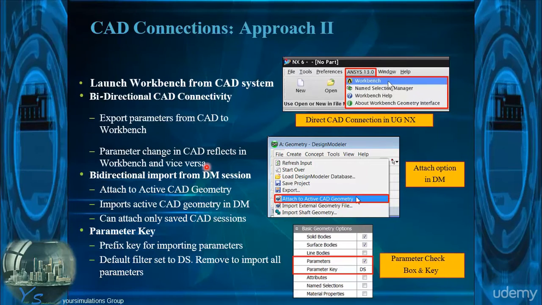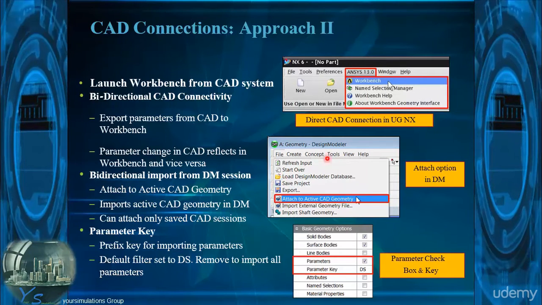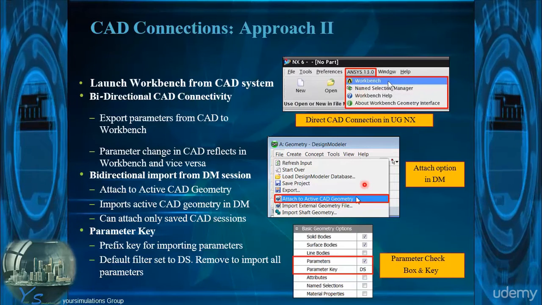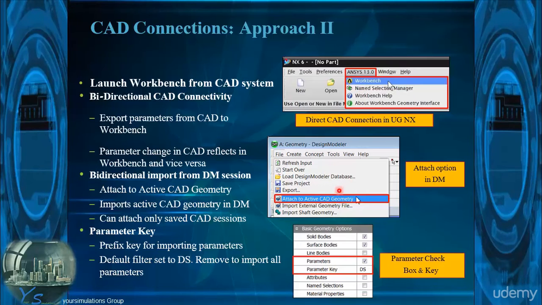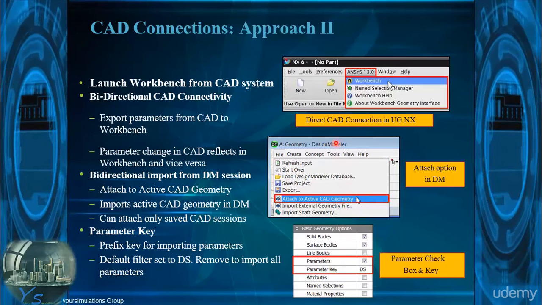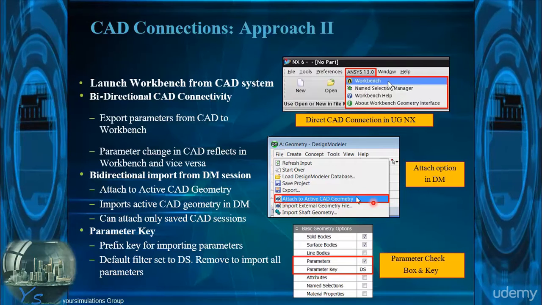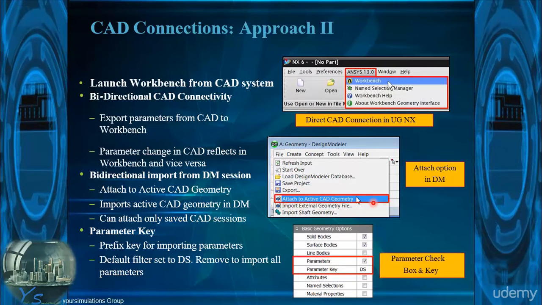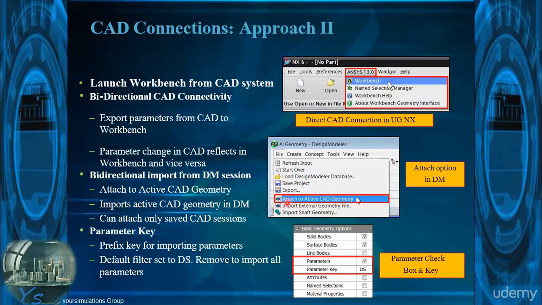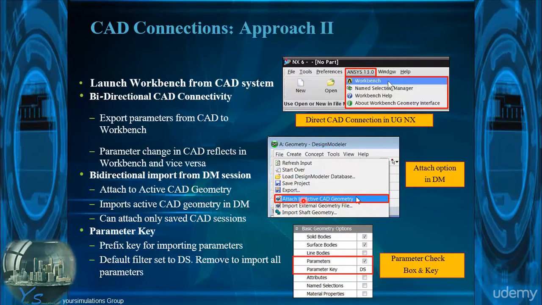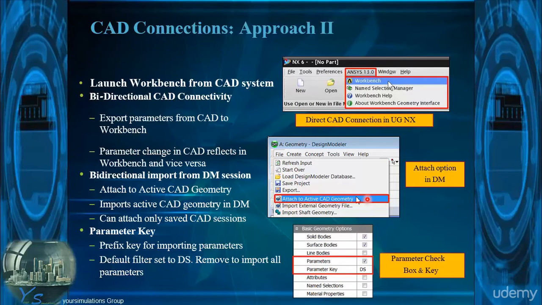For bidirectional import from the DM session, instead of going from the upstream to the downstream, we can actually go from the downstream design modeler and connect it back up to the upstream. So we can opt to file attached to active CAD geometry. As long as the CAD system is up and running and it's visible to the design modeler, we can allow the design modeler to attach to that upstream CAD system, so we can then share the geometry.